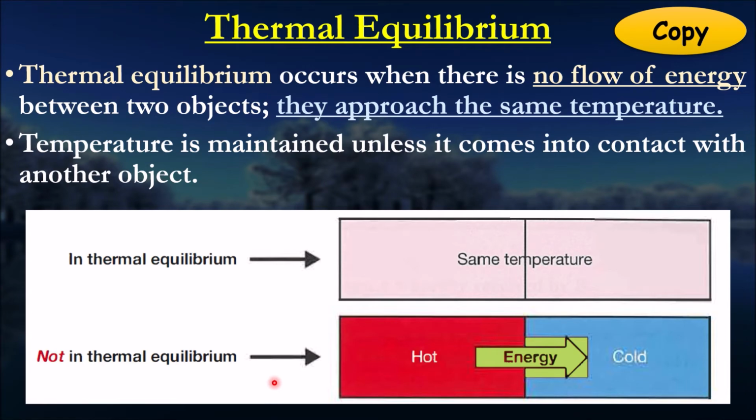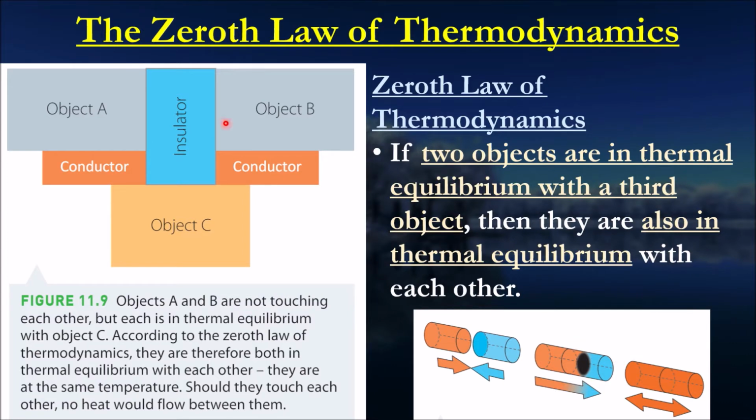Something will not be in thermal equilibrium if heat is still being transferred from one object to another. This is actually an example of the zeroth law of thermodynamics. Why do we have a zeroth law? I don't actually know the context, but we do, so we'll live with that. The zeroth law of thermodynamics states that if you have two objects in thermal equilibrium with a third object, then they are also in thermal equilibrium with each other.